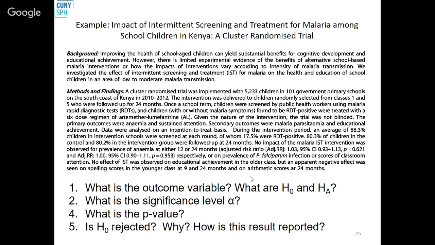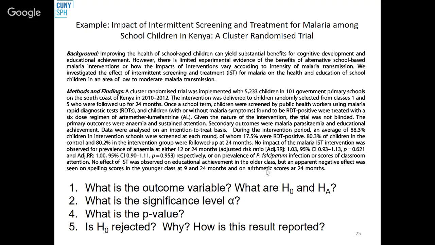Sorry? Risk ratio? No. No, risk ratio, confidence intervals. I mean, these are statistics. These are estimates we're making about something. Yeah. Anemia? Anemia, very good. Anemia is one of the outcome variables here. There was anemia, there was sustained attention. Second outcomes were malaria, parasitemia, and educational attainment.